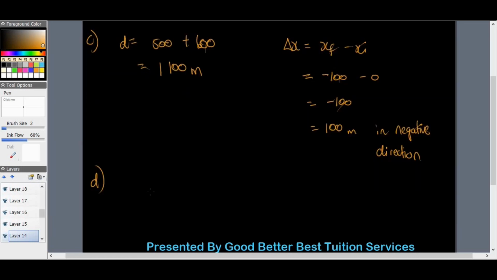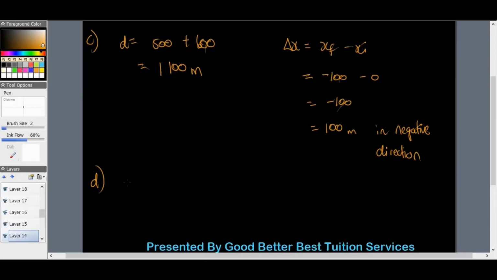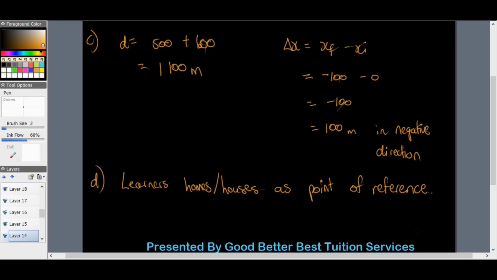And then D asked us, what reference point did you use for each of these questions? Well, I think from A to C we basically used the students' houses. You can either say students or learners' homes or houses as their point of reference. Hope that makes sense. All right, that was that.